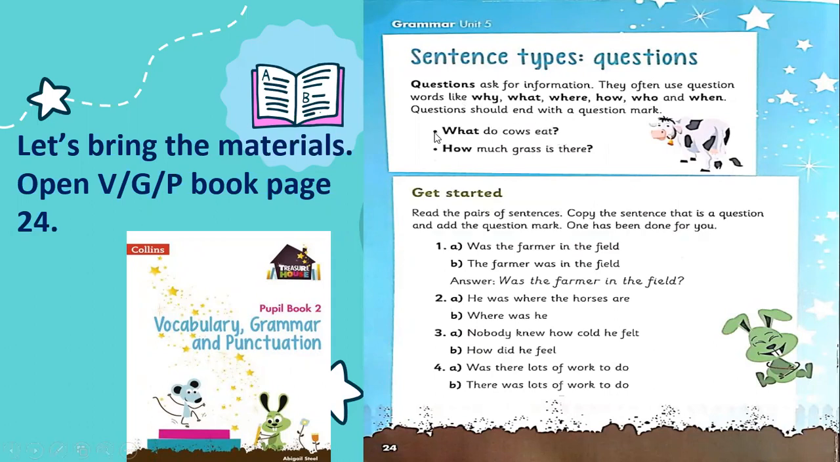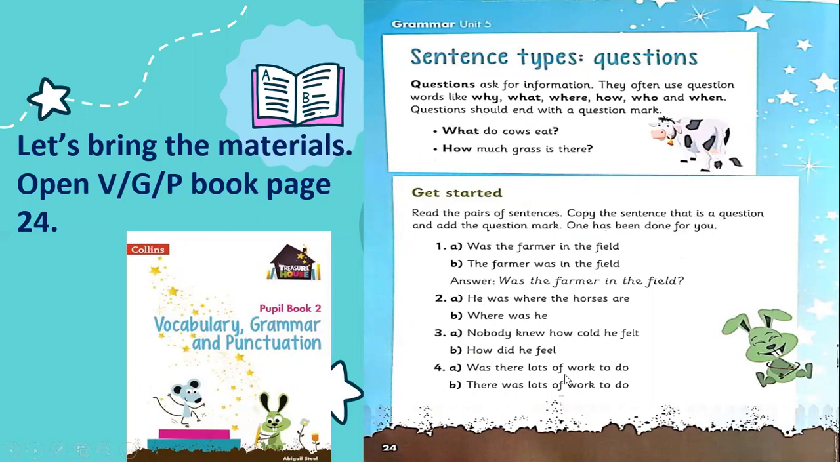So look at more examples of question sentences. Number 1, what do cows eat? Again, how much grass is there? Okay, so that being said, let's get started. Here it says, read the pairs of sentences, copy the sentence that is a question, and add the question mark. One has been done for you.